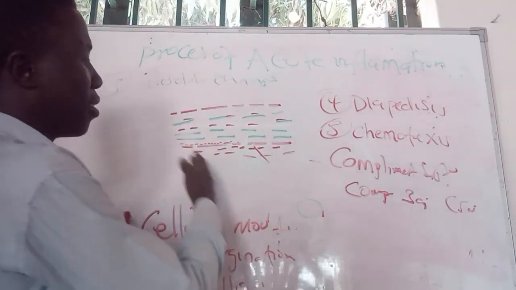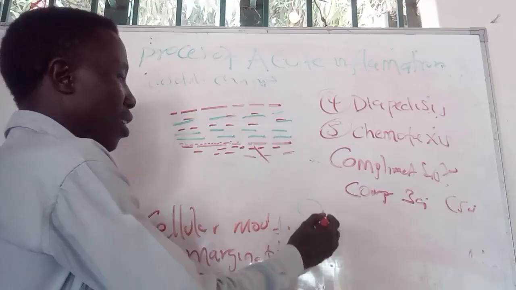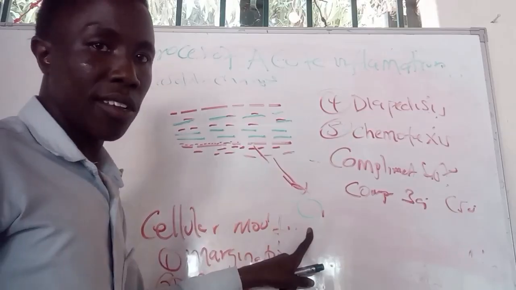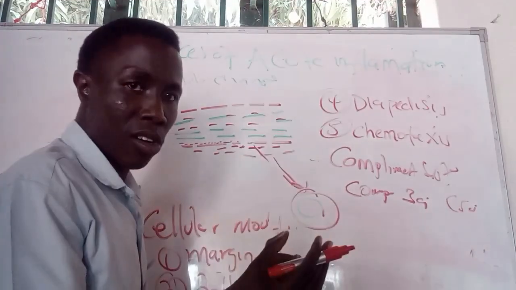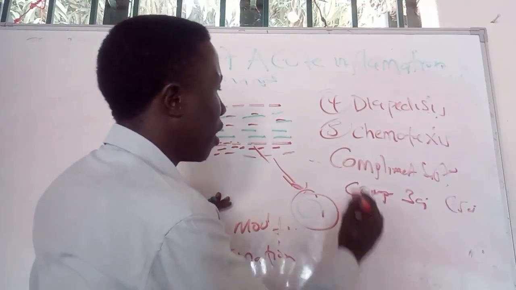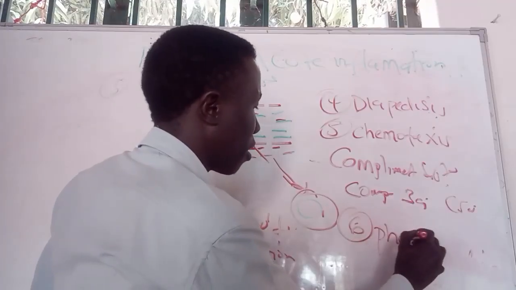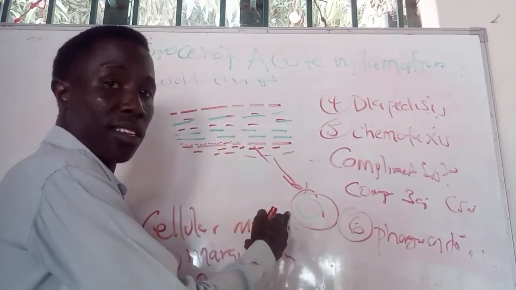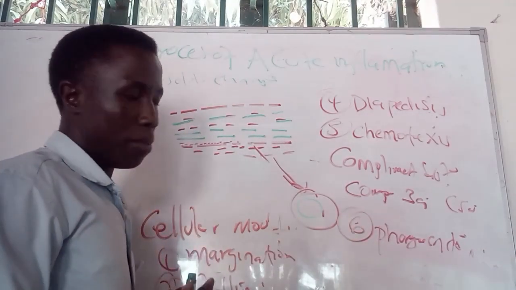So once this movement has happened and these white blood cells have identified the microorganism, chemotaxis has helped them to reach the microorganism. Once they have reached it, they will engulf the microorganism, that means encircle it and phagocytize. So after chemotaxis, the sixth one is phagocytosis. They will go ahead to phagocytize this microorganism.